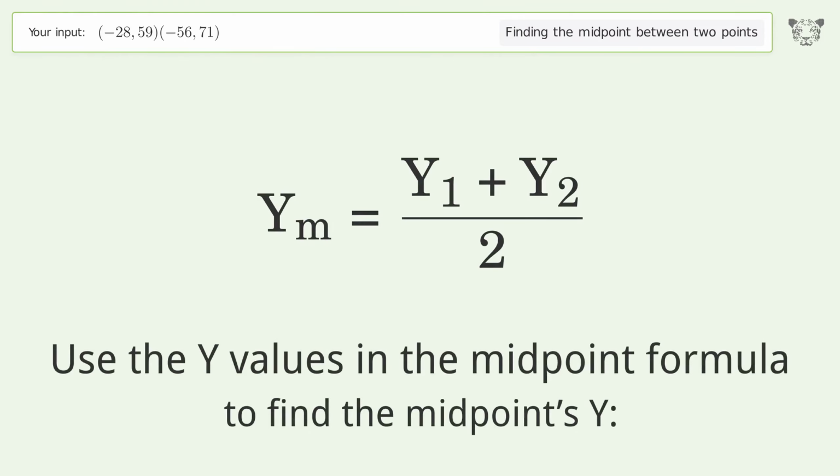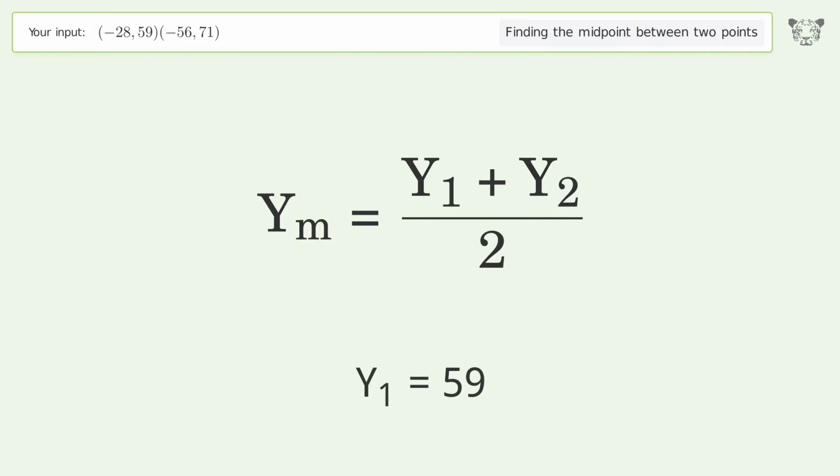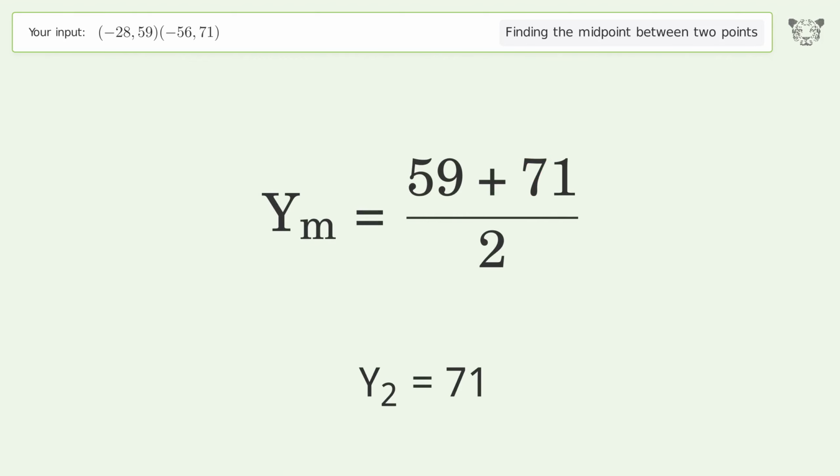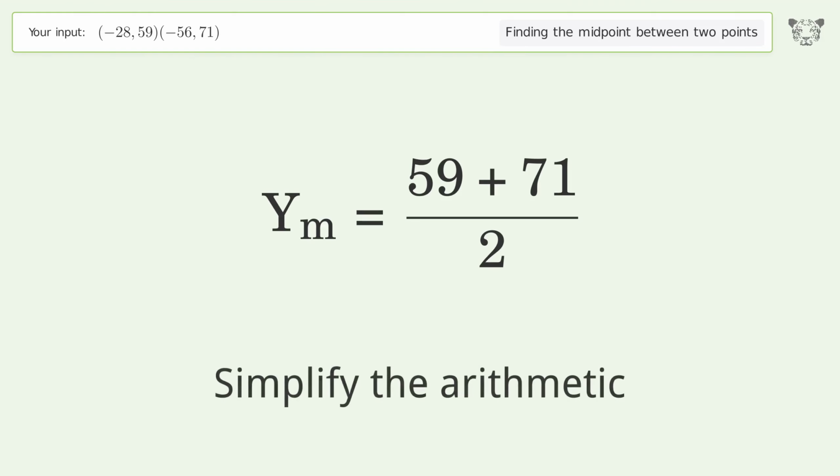Use the y values in the midpoint formula to find the midpoint's y. y1 equals 59. y2 equals 71. Simplify the arithmetic.